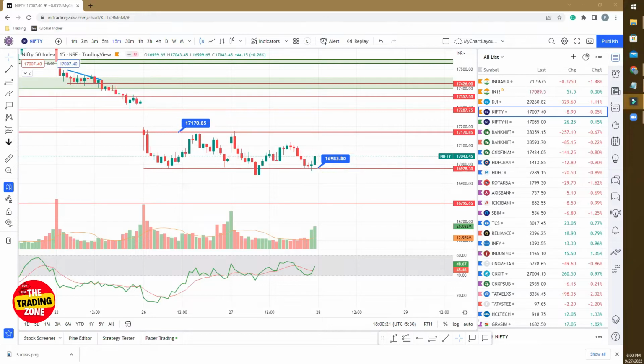Nifty just gapped up and it got rejected from the 17,160 zone. And then there was a clear sharp selling which took place, and then you can clearly see it bounced back from the 16,980 zone, right? Though it overshot that zone, there was clear buying activity seen in Nifty. So what are the important levels we can see for the upcoming trading session is the question, right?